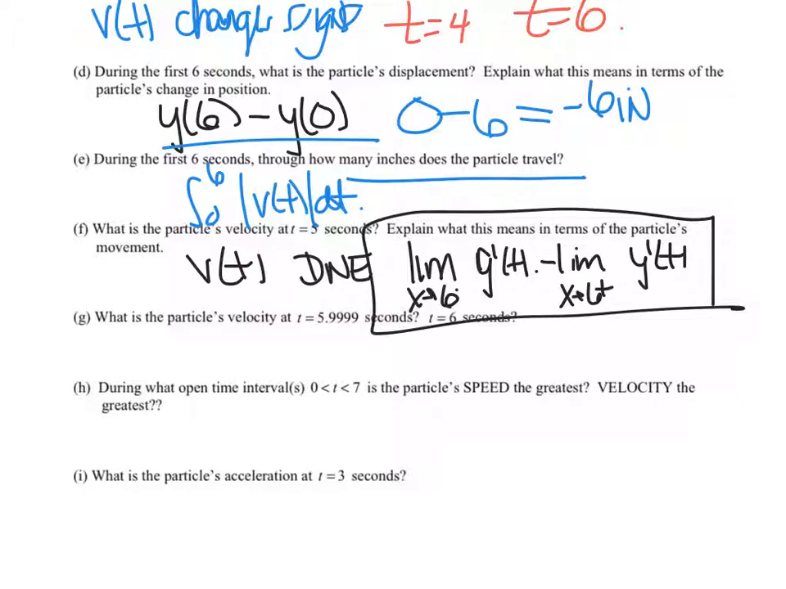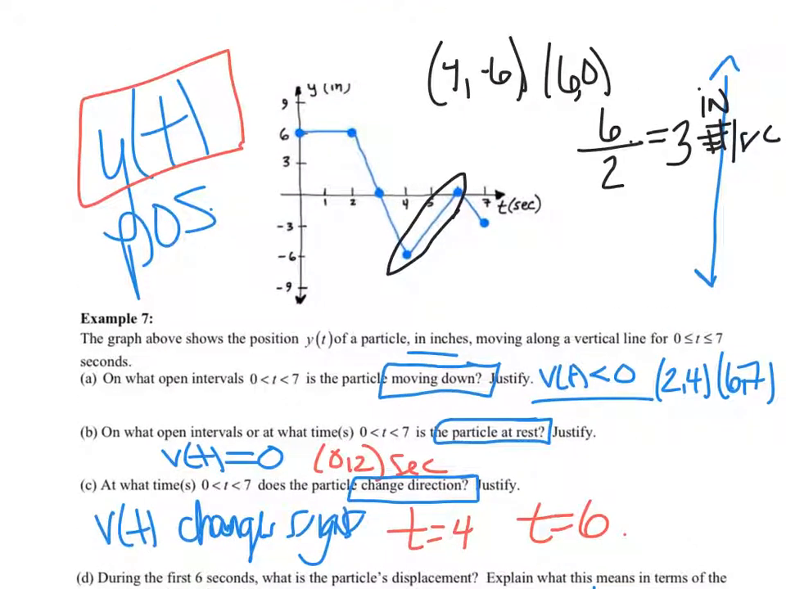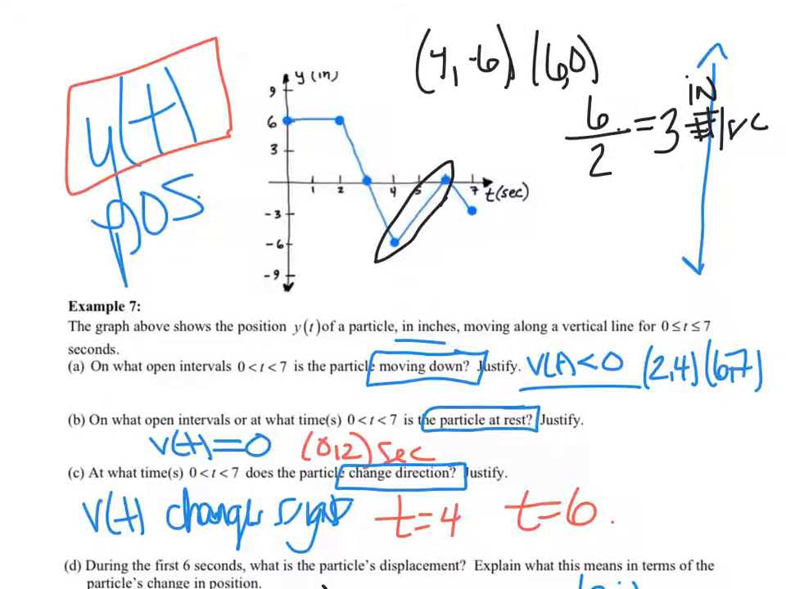Letter H, during what open interval is the speed the greatest? So now we're just talking speed. So remember, the speed is the absolute value of velocity. So I just want to know, when is the velocity the greatest? So I'm going to go back to my picture, and again I'm looking at the slopes to talk about when the absolute value of velocity is the greatest. So I'm going to calculate the slopes of each one.